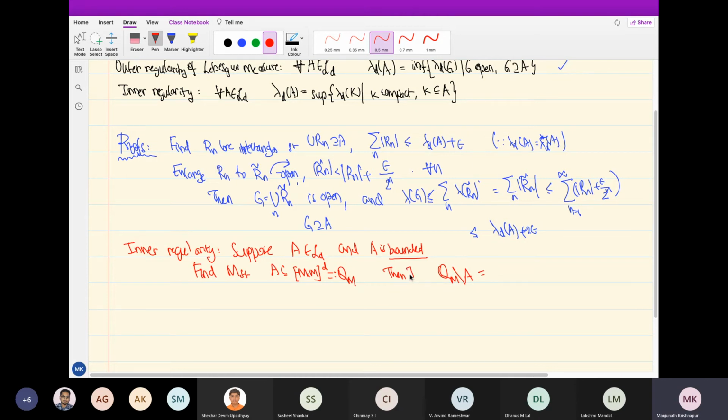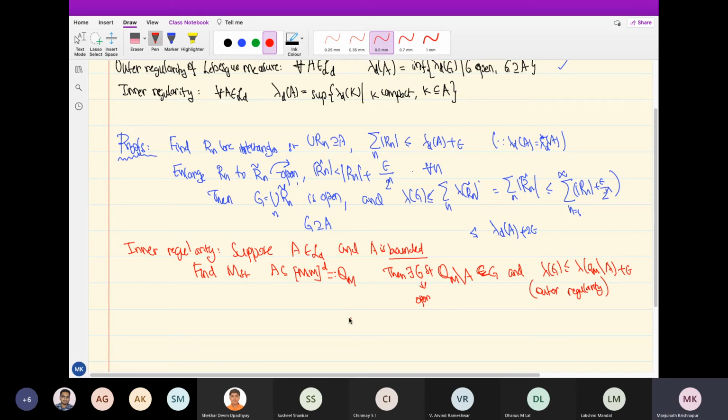so then there exists G open such that this Qm minus A is contained in G and lambda of G is less than or equal to lambda of Qm minus A plus epsilon, right? By outer regularity. By outer regularity, I can take Qm minus A, which will be contained in an open set whose volume is not too big. Therefore, what does that mean?